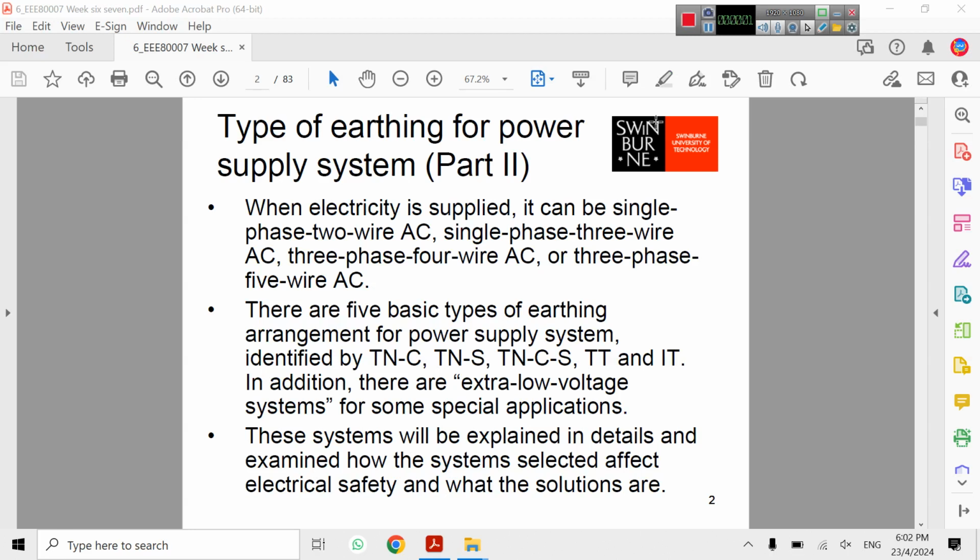Okay, guys, chapter 6. In this chapter, we are again covering the TN-C system and TT, and starting to cover the IT system. The main important part of this chapter is the IT system.